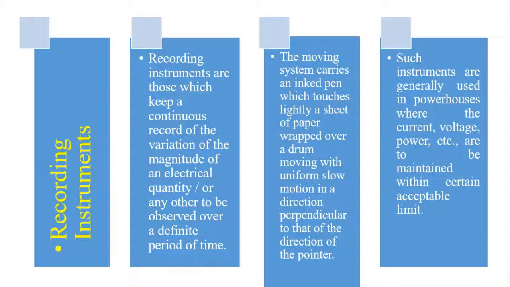These instruments are those which keep a continuous record of the variation of the magnitude of an electrical quantity or any other quantity to be observed over a definite period of time. The moving system carries, as I told you, an ink pen which lightly touches a sheet of paper wrapped over a drum, moving with uniform slow motion in a direction perpendicular to the direction of the pointer.